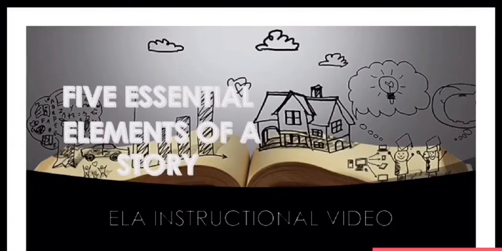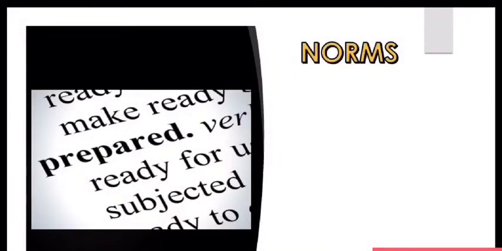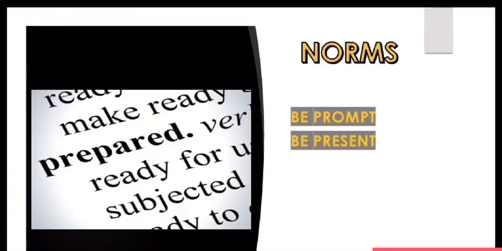ELA instructional video, week 4. Let's jump into our norms. First, we have be prompt. Prompt means on time, immediate. Next, we have be present. Present means occurring now, so you should be focused only on this learning. Lastly, we have be prepared. Prepared means being ready. So you have a paper and a pencil and any notes you may need, you're ready for learning.